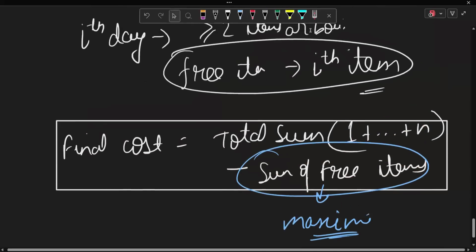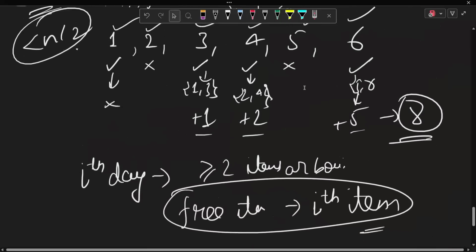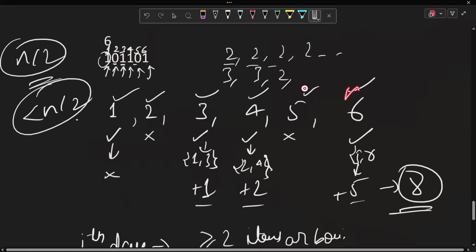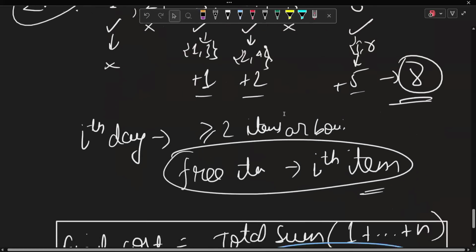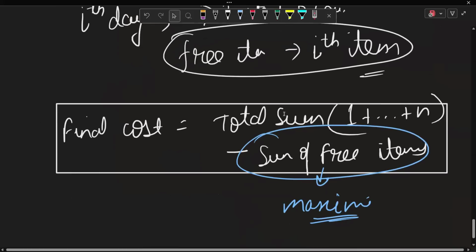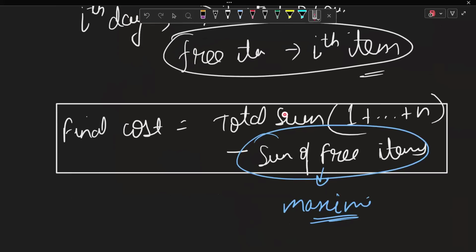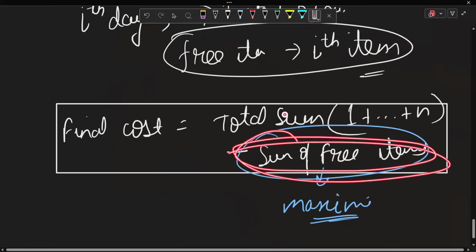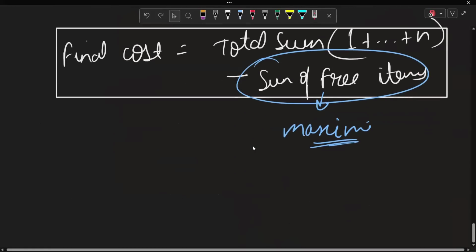And as I said, the nth item would always be free because when you're going to the nth shop, it's not necessary that it would be free. What if you're going to the nth shop and only buying this item? Then it won't be free. If you're going to shop every day and buying one item, then you would have to pay for every item. Okay, but you would not do that. In the best case, you would always try to maximize the number of free items. So how do you maximize this? That you need to find.